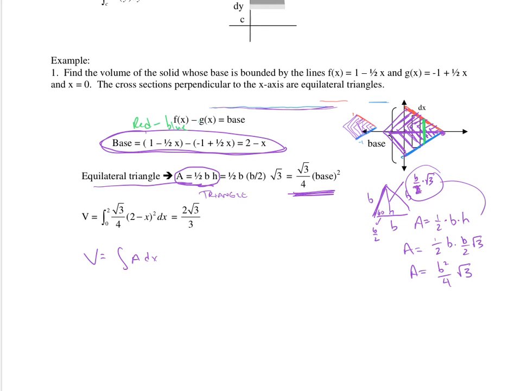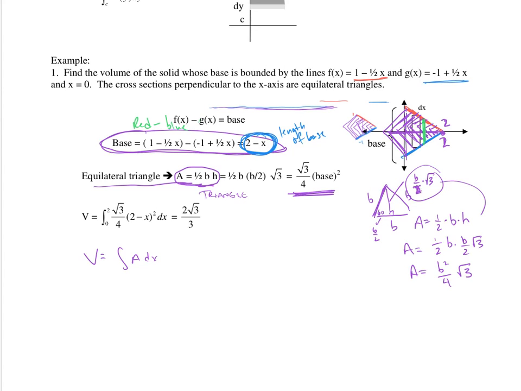Here is the red curve, the top one. Here is the blue curve. And I've subtracted those two, and I get this final equation, 2 minus x. That is the length of the base. So we go back to our volume formula. The volume is the integral of the area along all those slices. So in this case, it's going to be from 0 to 2, y2 over here, because that's where the point of intersection is at 2.